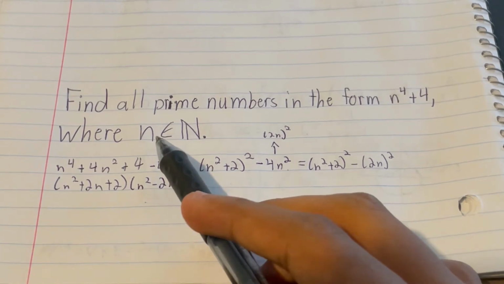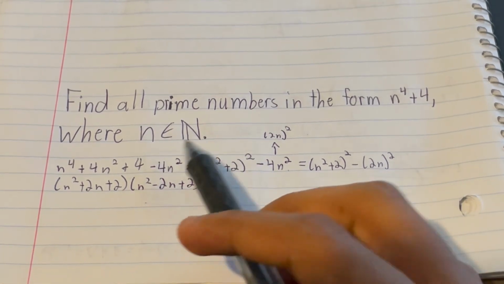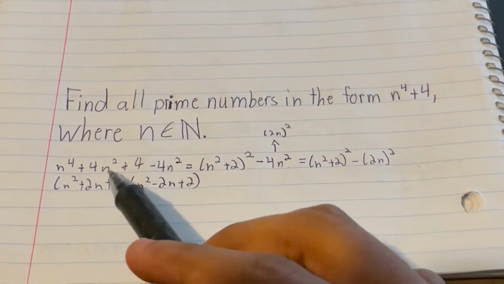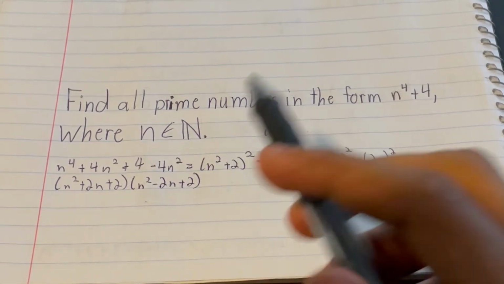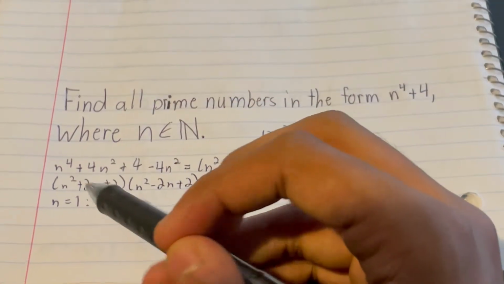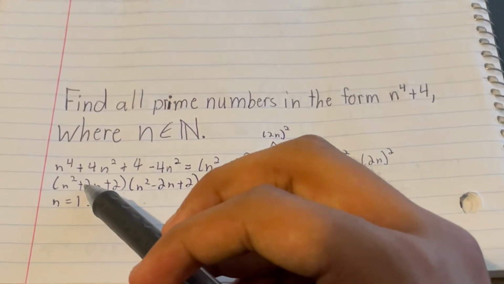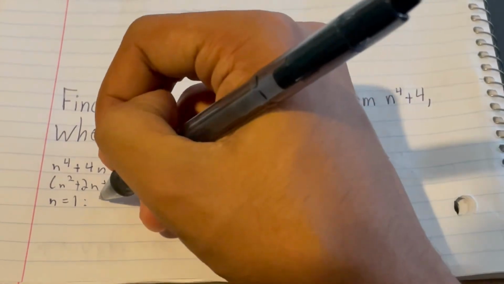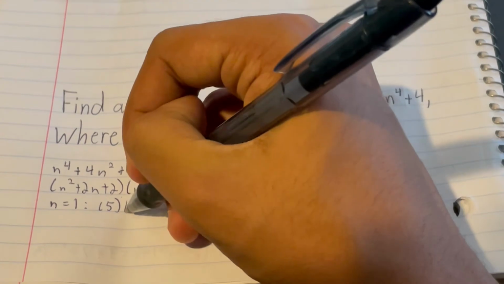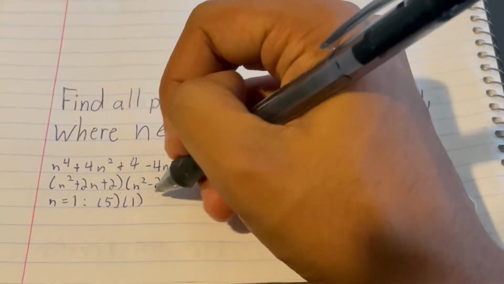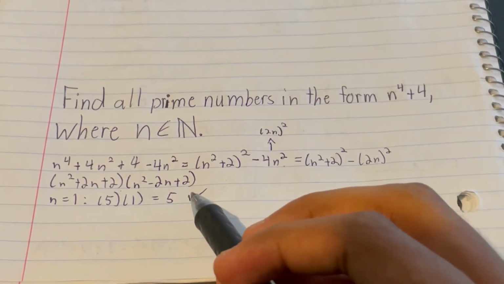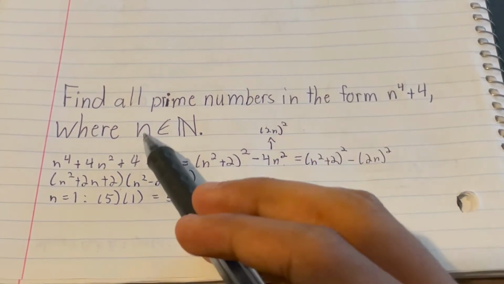Well, now let's just try to plug in n equals 1. Again, the natural numbers are 1, 2, 3, 4, and so on and so forth. So plugging in n equals 1 gets us, in the first factor, 1 plus 2 plus 2, so that's 5. And over here, it's 1 minus 2 plus 2, so that's 1. And that gives us 5. 5 is prime, so that's one prime number that fits this constraint.